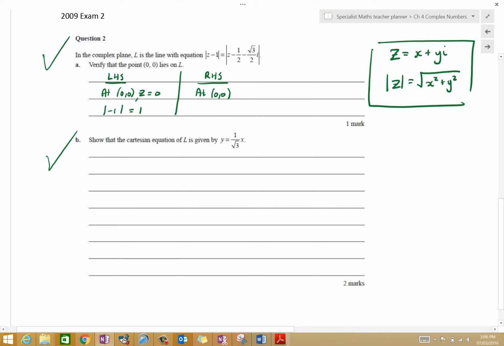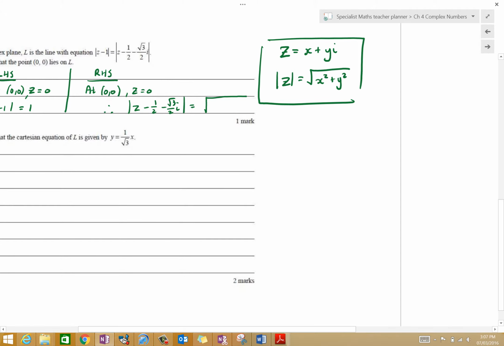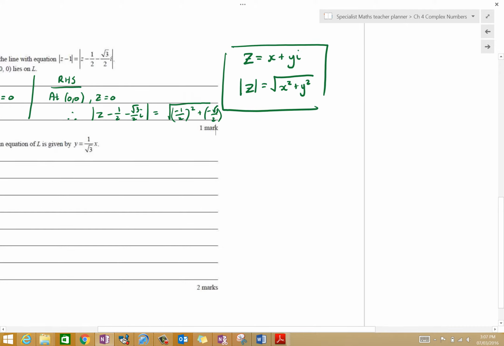At (0, 0), what do we have? We have z is equal to 0. So therefore we've got the magnitude of z minus a half minus root 3 on 2 i is equal to the magnitude of negative a half, all squared, plus negative root 3 on 2, all squared.